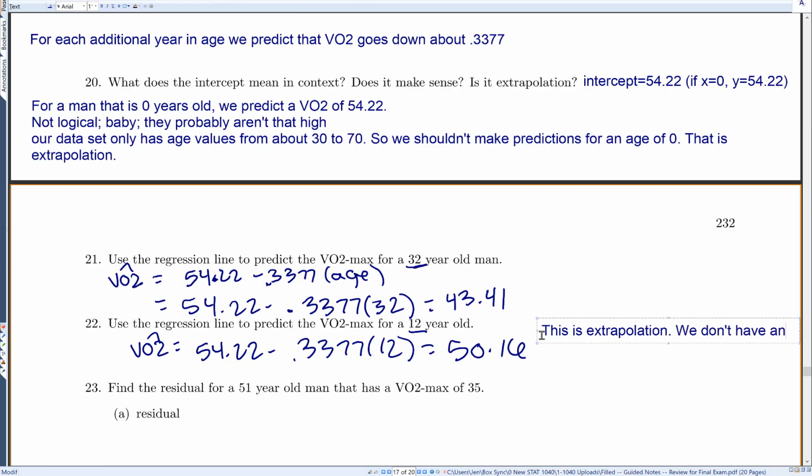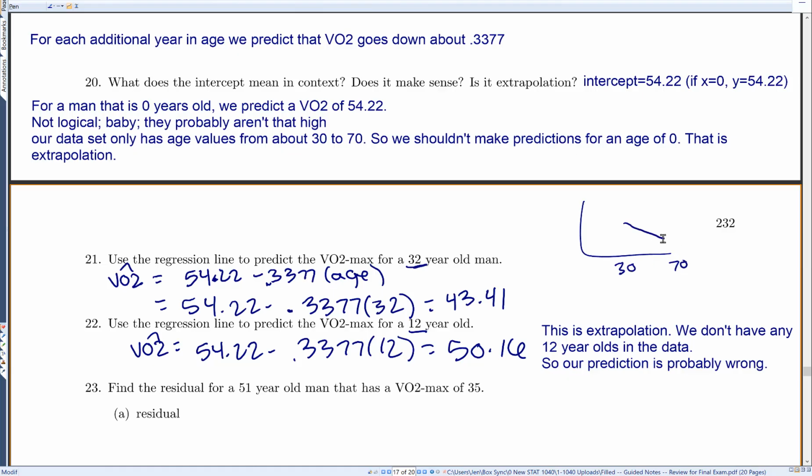Okay, we don't have any 12-year-olds in the data set. The X values just don't go that low. So our prediction is probably wrong. Remember, the problem is we're like, okay, so here's my 30, here's my 70, and we might have a line right here, but maybe before 30, it actually looks like this, or maybe it goes like this, or up like that. Who knows what it is? You don't know what your line is going to be because you don't have any data for those X values.